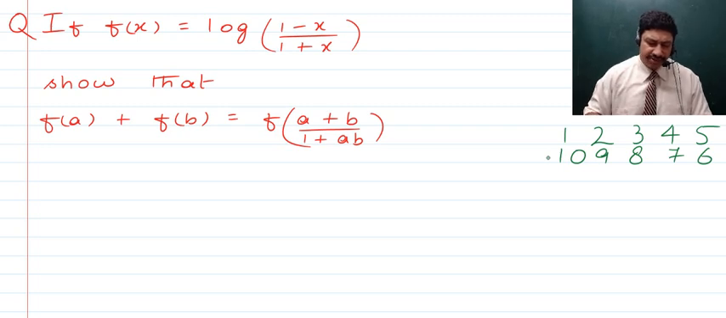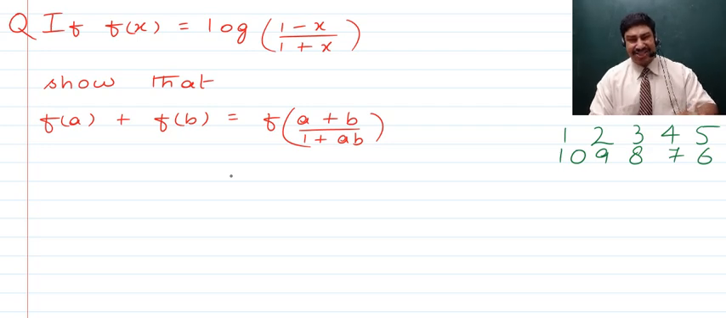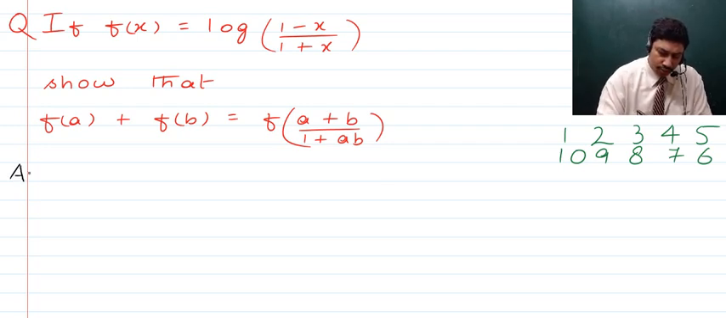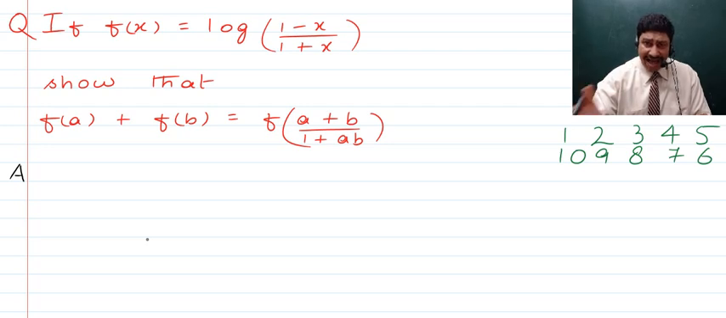Okay, children, in this question we have, if f of x is equal to log of 1 minus x upon 1 plus x, then we have to show that f of a plus f of b is equal to f of a plus b upon 1 plus ab. So all of these f's actually are functions. So this question actually comes in functions. It should follow the rules of functions, and in that we are talking about logarithm to be a function, as our function f of x is logarithm of some number. So we'll be using the rules of functions as well as logarithm.